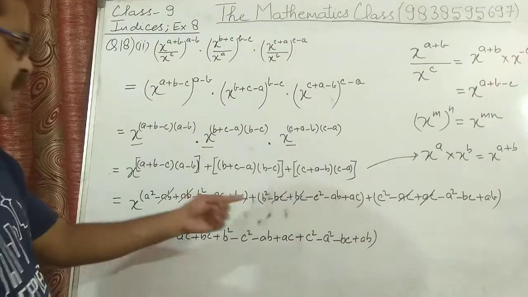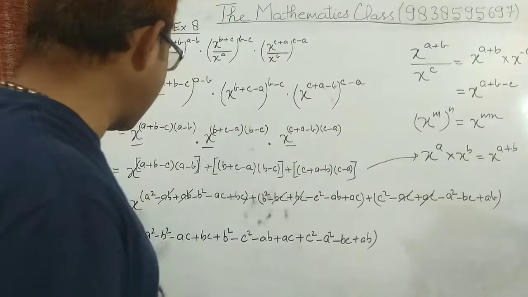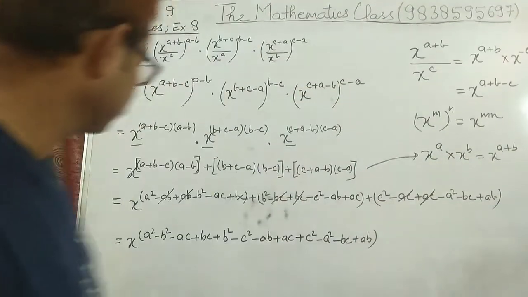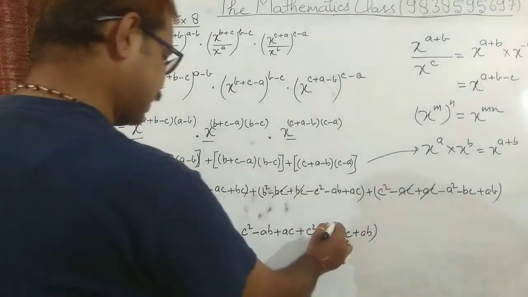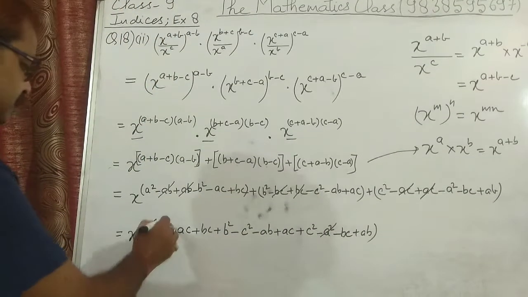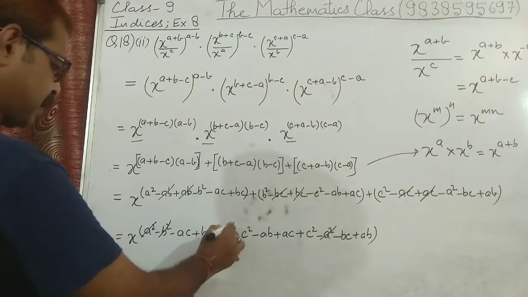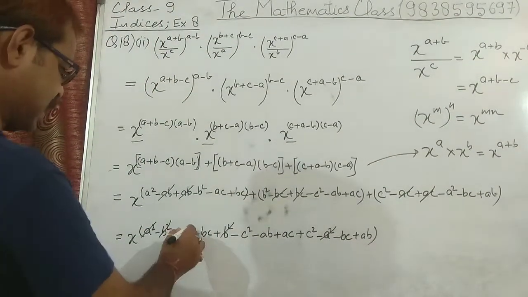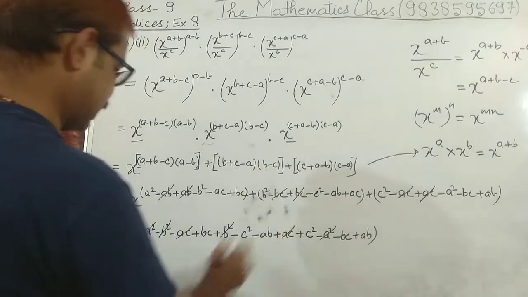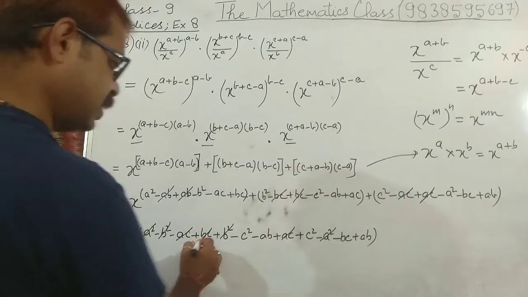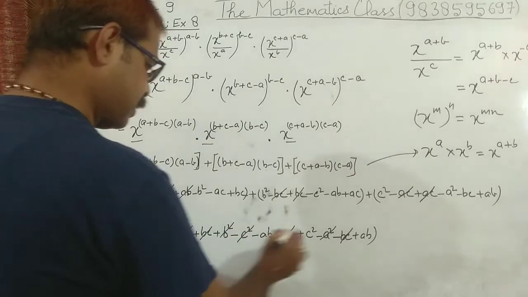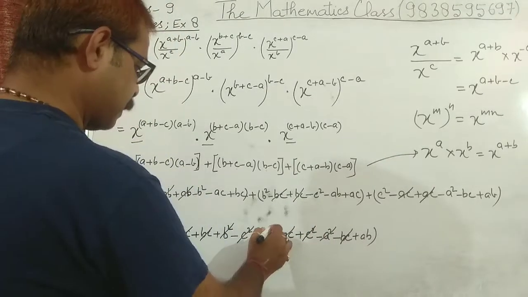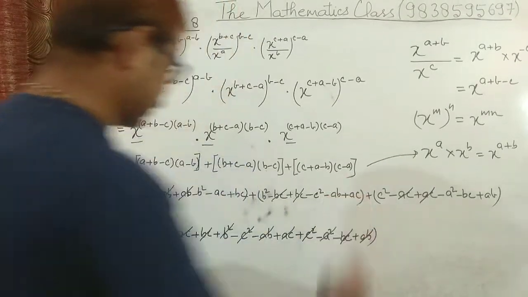Now whatever is left, since in between there is a plus sign, we add all what is left. Now plus a square minus a square cancelled, minus b square plus b square cancelled, minus ac plus ac cancelled, plus bc minus bc cancelled, minus c square plus c square cancelled, minus ab plus ab cancelled.